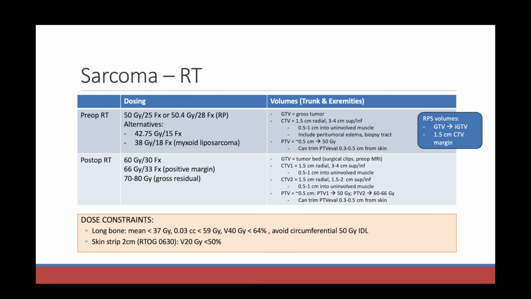The volumes for retroperitoneal sarcoma, since it's retroperitoneal, you want to get a motion study and make sure that you're creating an ITV, so a GTV, and then account for motion to make your IGTV. And then you can add a 1.5 centimeter circumferential CTV margin for retroperitoneal sarcoma.